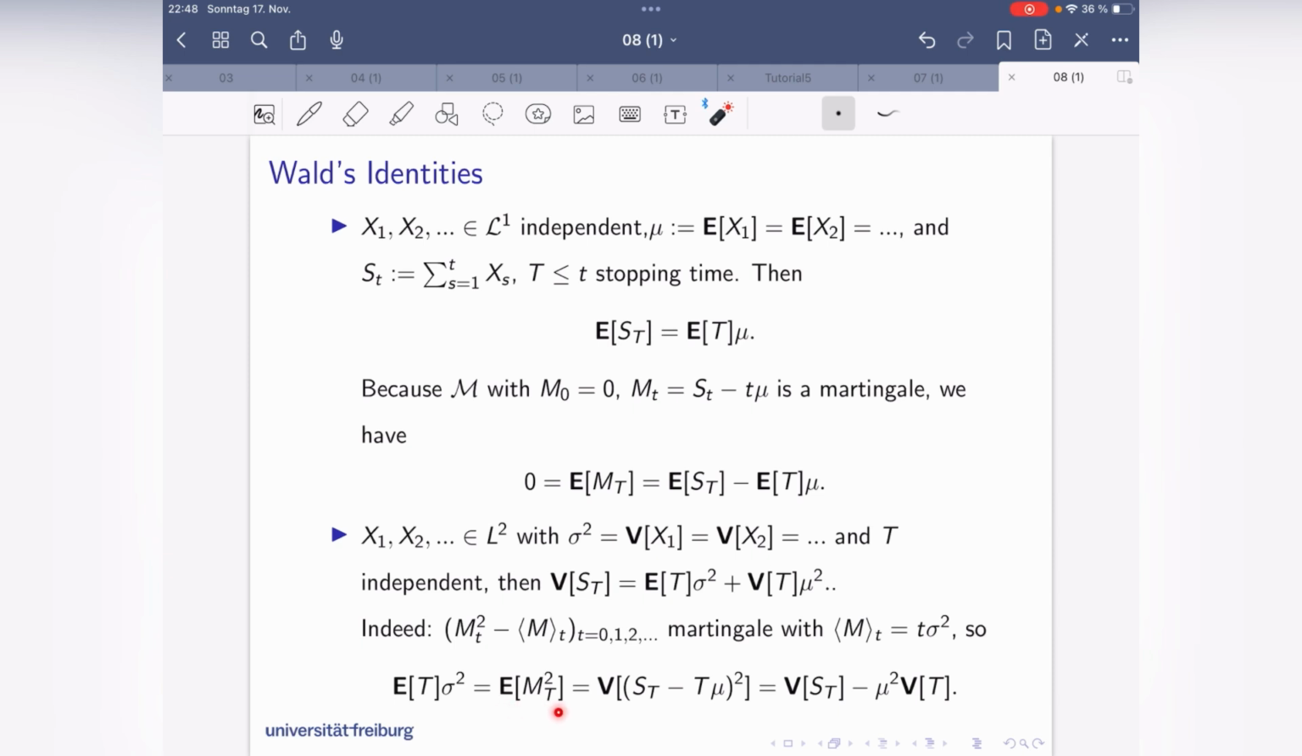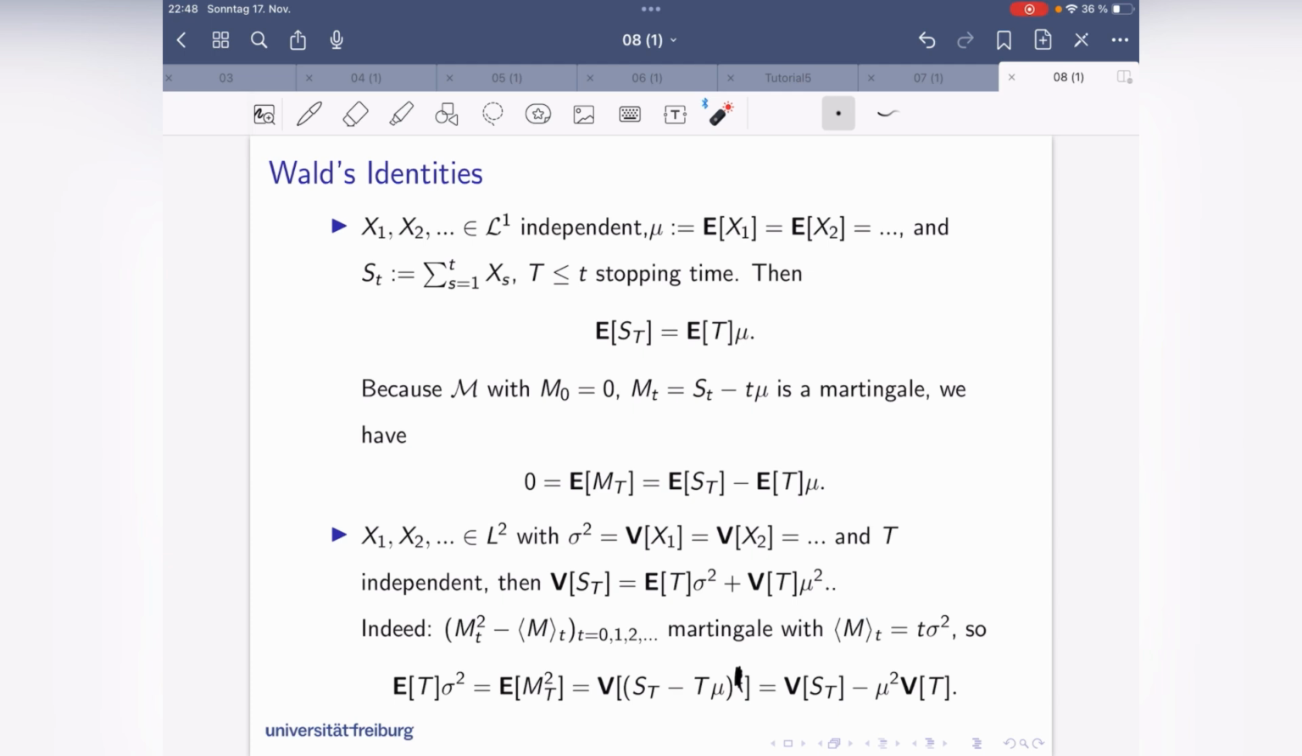M_T squared is the expectation of S_T minus T times mu, squared. But when I write variance here, I have to get rid of the square here, of course. And now I need that T is independent of S, and I get this thing here, because the variance then just splits into the two things here.